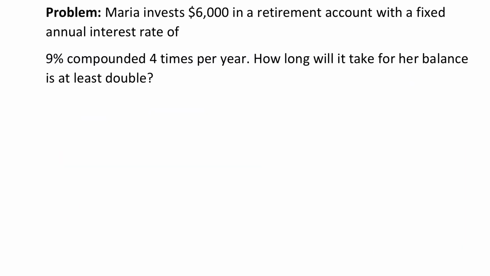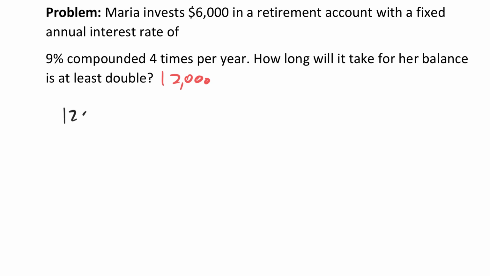All right, let's go ahead and do another question. We've got Maria investing $6,000, fixed annual interest rate of 9%, compounded 4 times a year. How long will it take for her balance to double? Just as a little hint, if you want it to double, you have to go from 6,000 to 12,000. So that's just the little twist there. Go ahead and pause the video and give it a try.